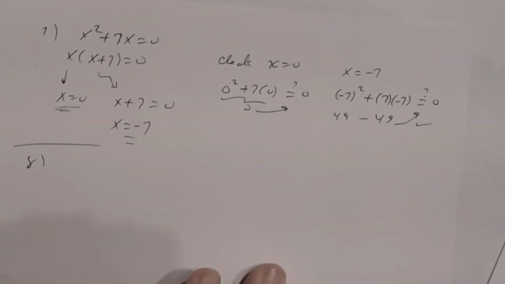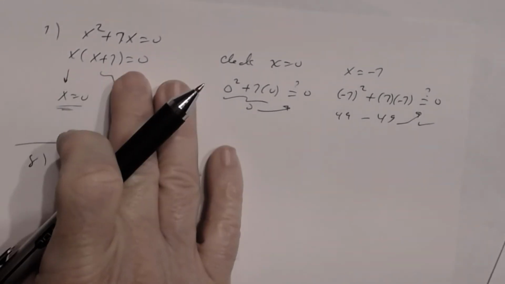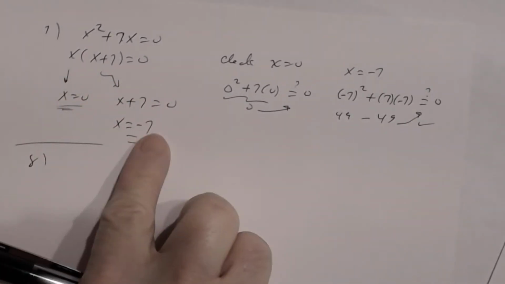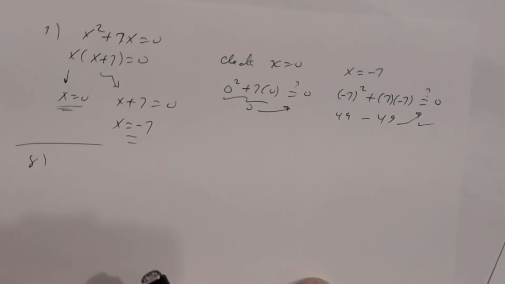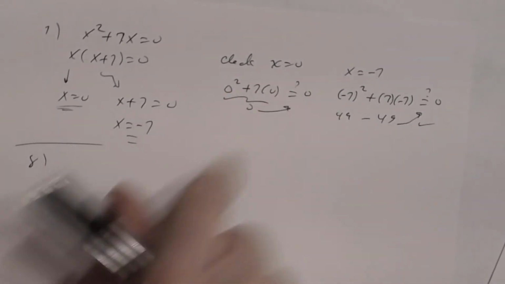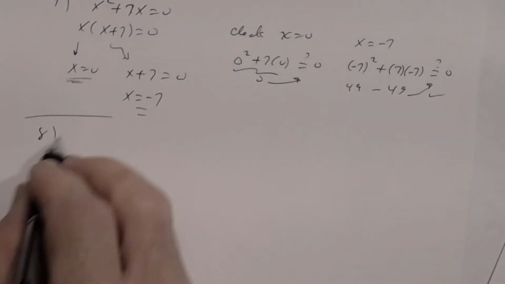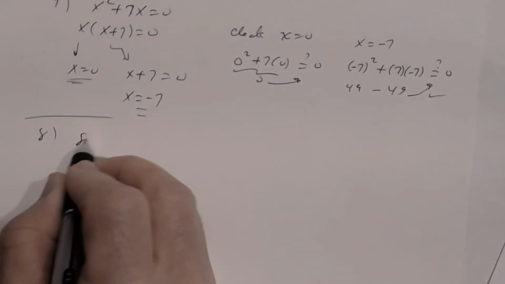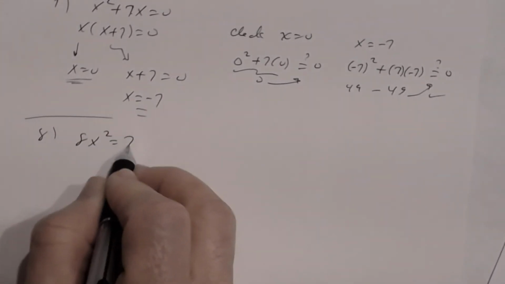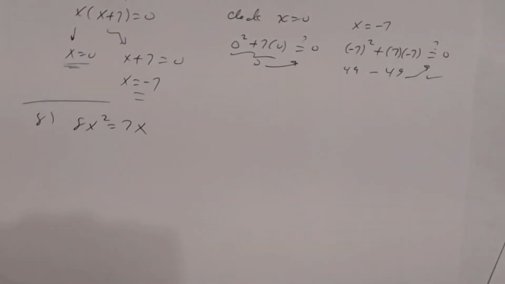So notice that the procedure is the same. Standard form, factor, use the zero factor principle, and you got your solutions. And then if you have time, go ahead and check at the end. Okay, number 8. We have 8x squared equals 7x.